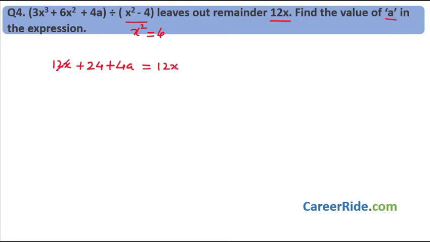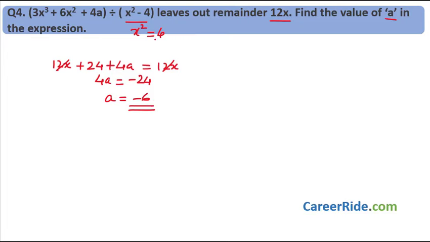So from both the sides, I can just cancel out 12x and 12x. What does this give me? 4a is equal to minus 24 and a is equal to minus 6. See, a very, very time efficient method.